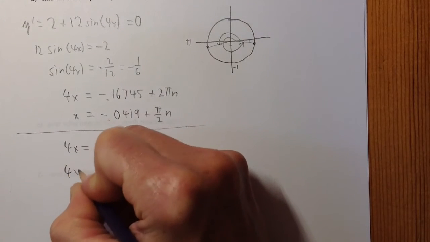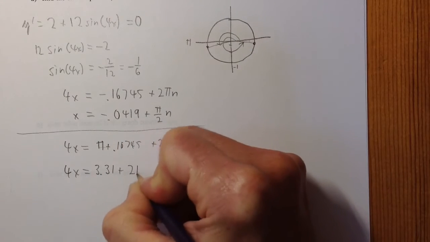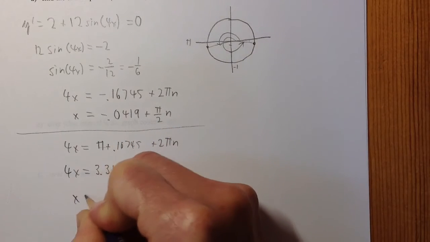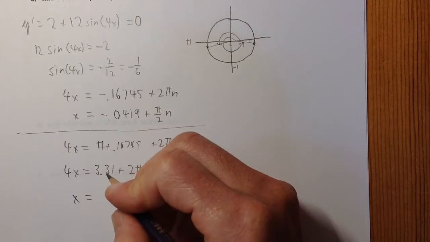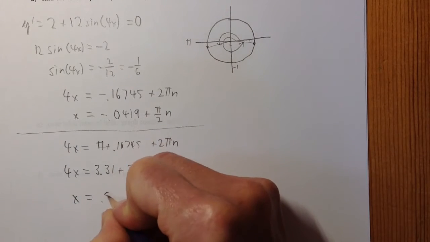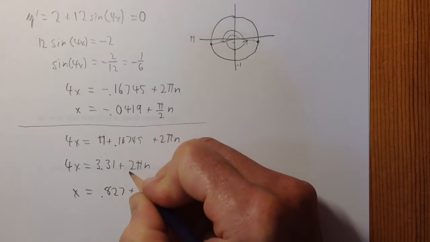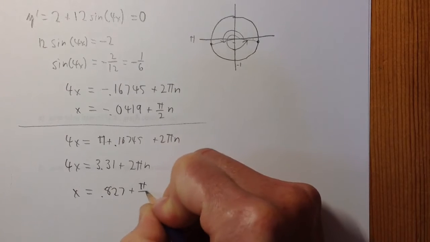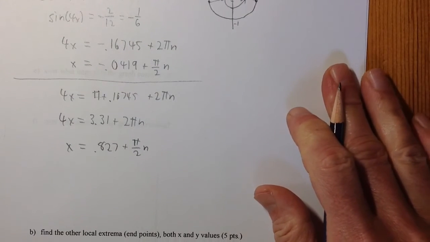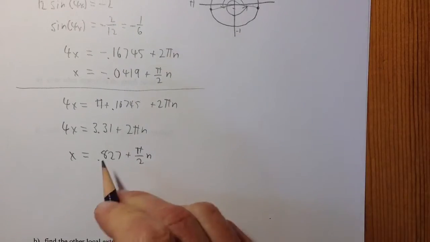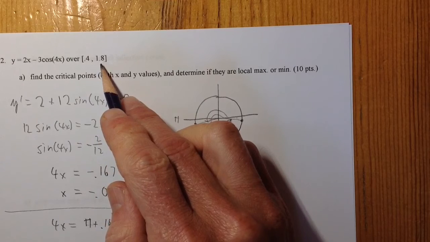So 4x then is equal to 3.31 plus 2 pi n, or x is equal to, divide that by 4, 0.827 plus, divide this by 4 again, pi over 2 times n. Okay, now we got to figure out which of those fit in between 0.4 and 1.8.